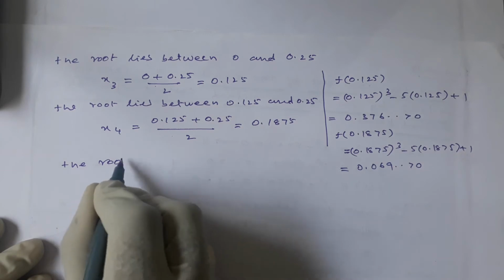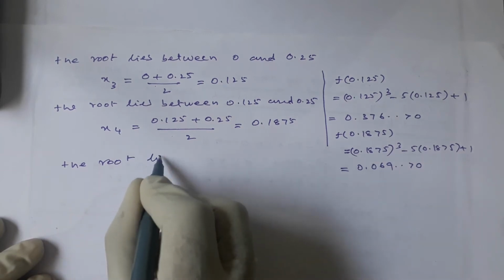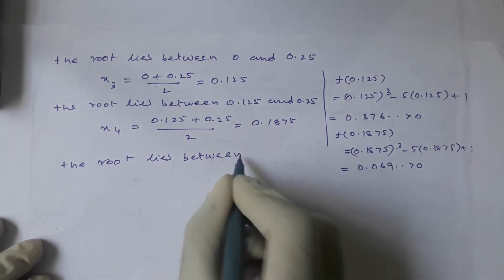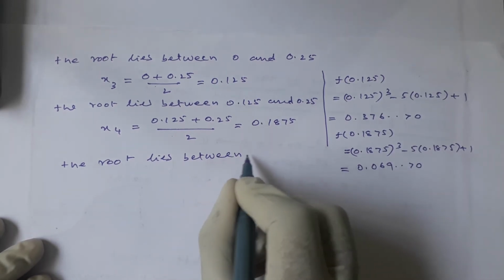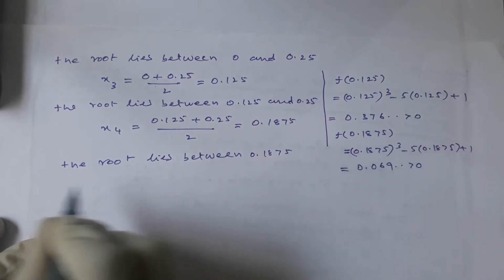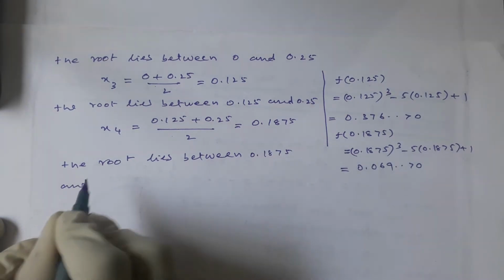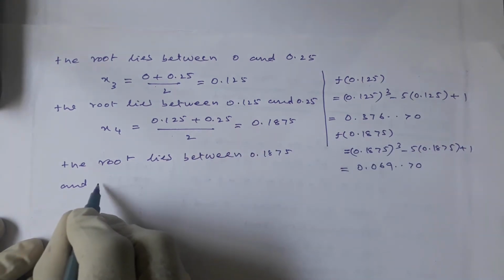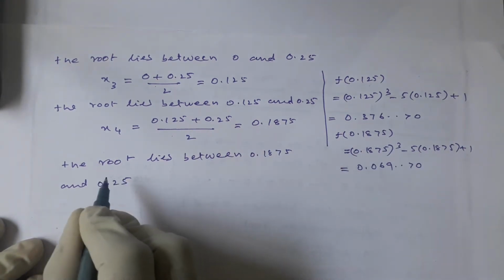The root lies between 0.1875 and its right side, 0.25, as it is greater than 0. Here 0.1875 is the middle value, and its right side is 0.25.